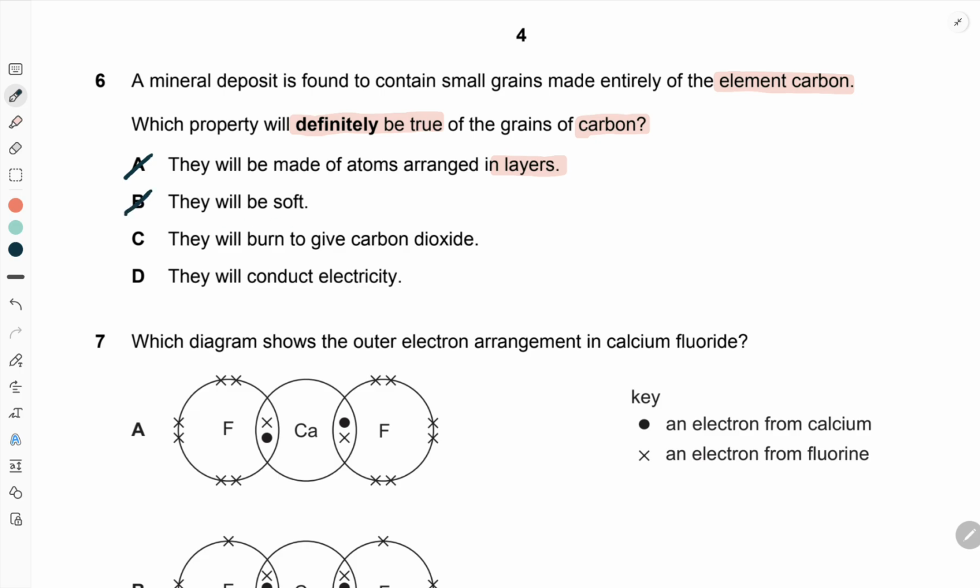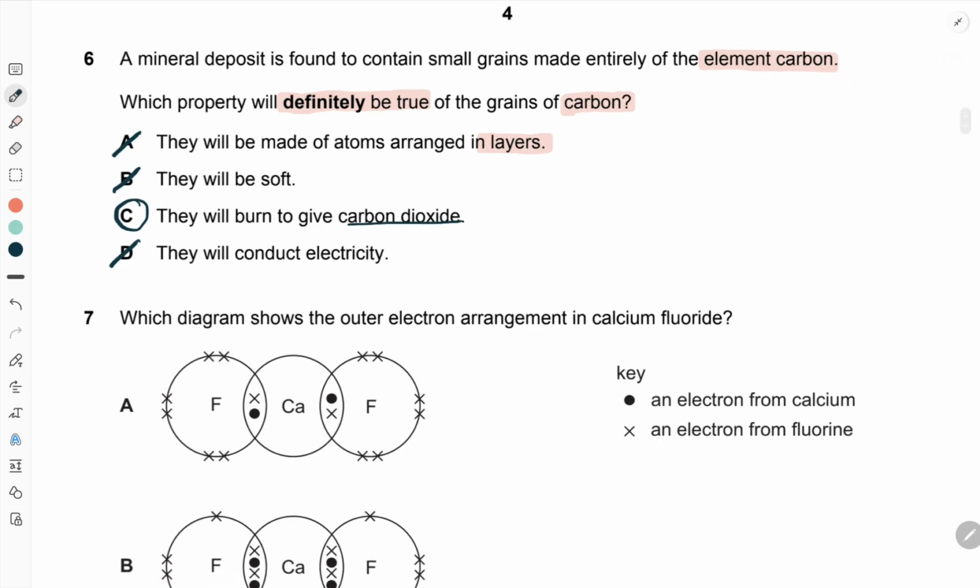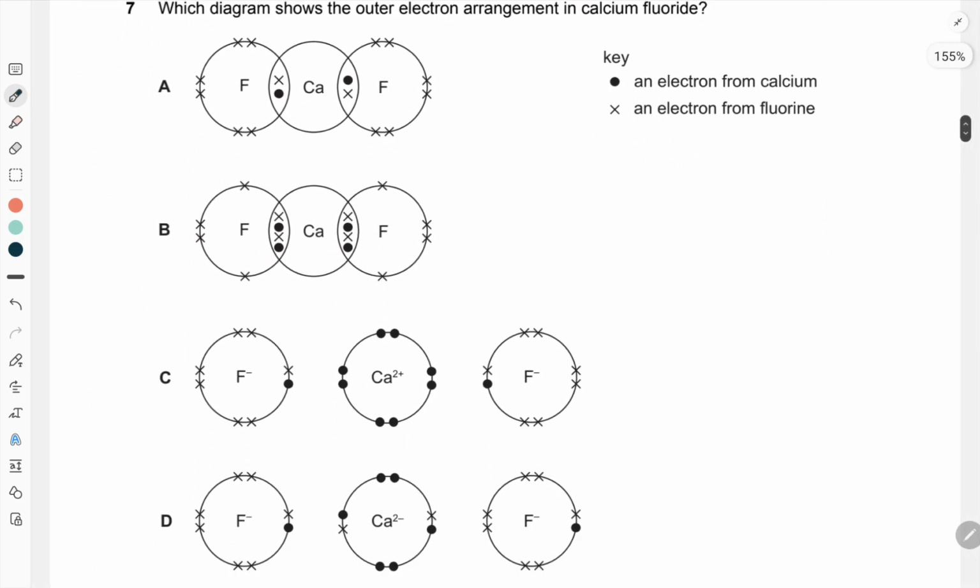But option 3 says they will burn to give CO2. This is correct because whenever you burn any element made up of carbon, it will definitely produce CO2, which means C is the correct answer. They will conduct electricity. This is not definitely true, but again true for graphite. So C is the correct answer.